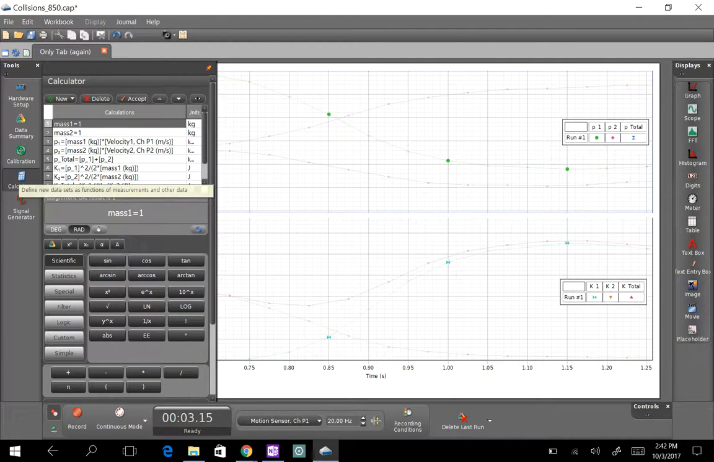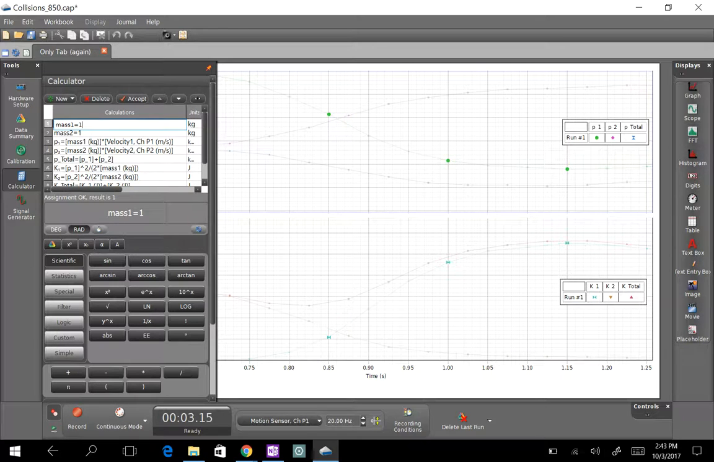You click the calculator and it shows you all the calculations. Momentum 1 is mass 1 times velocity 1. Kinetic energy is momentum 1 squared divided by 2 mass 1. Simple stuff. But then we have, what is mass 1? Mass 1 is set to 1, and mass 2 is set to 1. Well, in reality, mass 1 was 1/2 kilogram, and mass 2 was 1 kilogram.